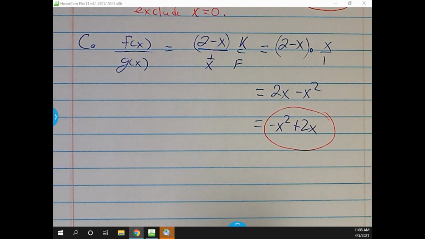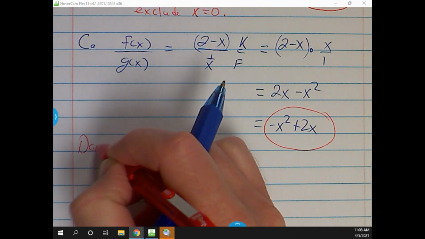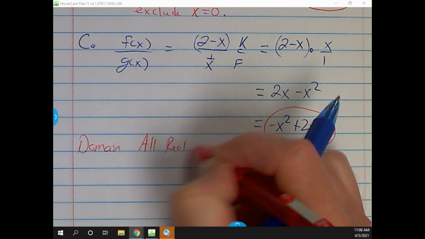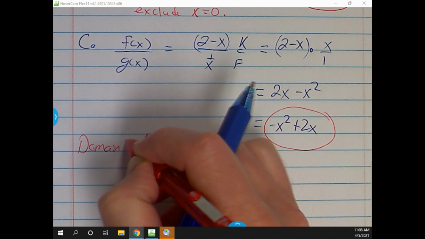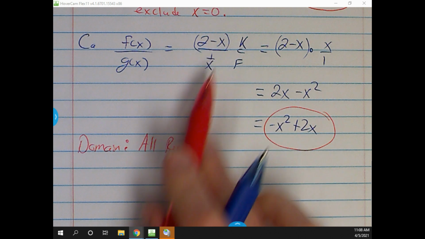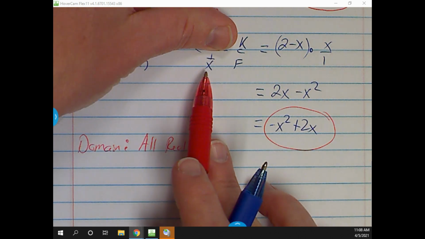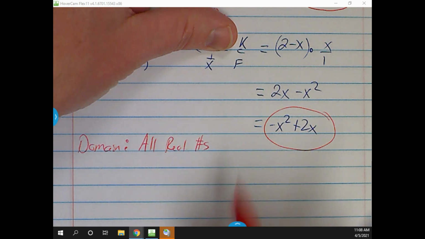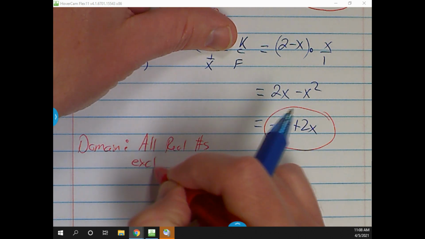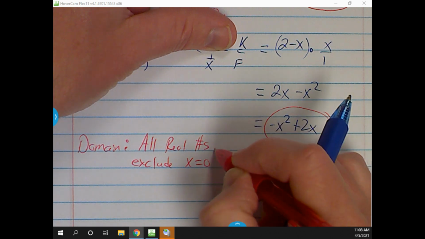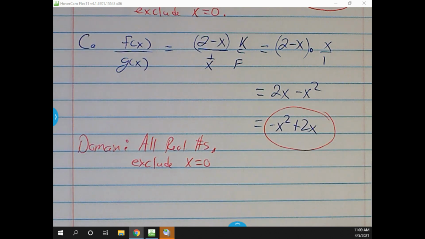If you go with the domain on this one, it's all real numbers. And again, if you go back to this one, normally this would be your denominator that's here, but the denominator is inside the denominator. Either way you go, it's still x equal to 0. And again, once it's set there, then that's pretty much all that you've got.